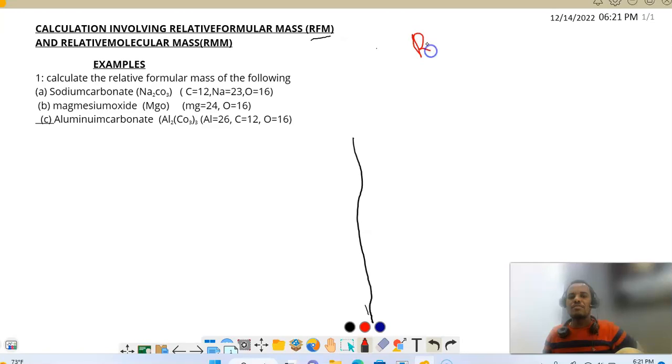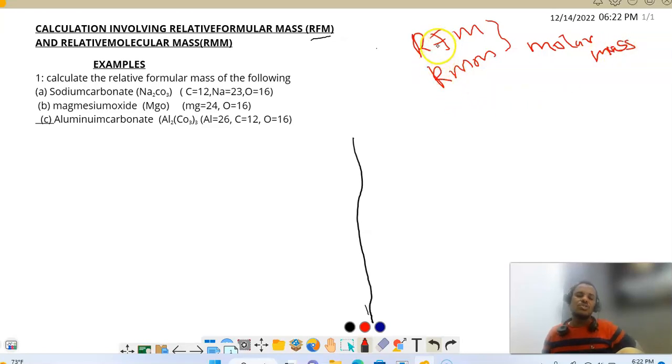Relative formula mass or relative molecular mass, both of these are also called molar mass. So the relative atomic mass, as we have learned in form 2, I will not go over again. But relative formula mass and relative molecular mass deal with compounds.